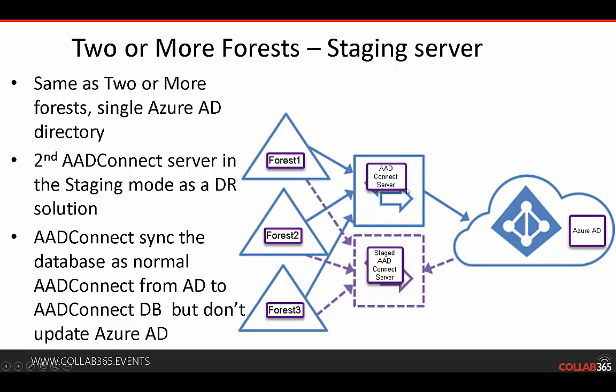If your primary AD server goes off because of any reason, you can just quickly come to the staged AD server where you can run the AD Connect wizard, which will be quick, and within a couple of minutes you will be able to start synchronization from this server to Azure AD, and you will be back. Your AD synchronization will be restored very quickly.